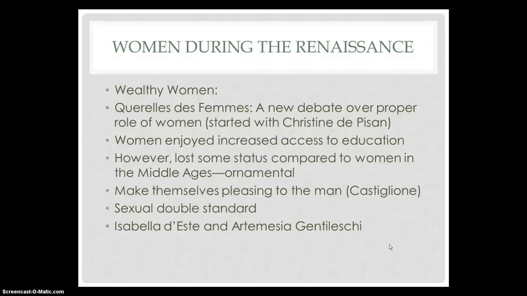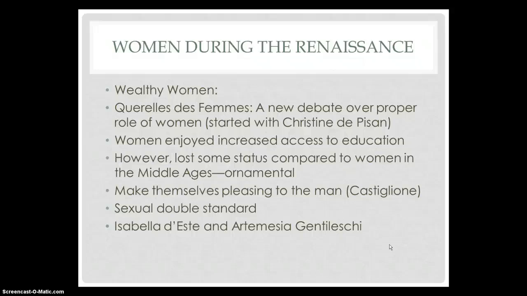You read her City of Ladies. The debate will continue for about 600 years, here in Europe, or as we're going to follow it. Wealthy women during this time enjoyed increased access to education, as education became more important.